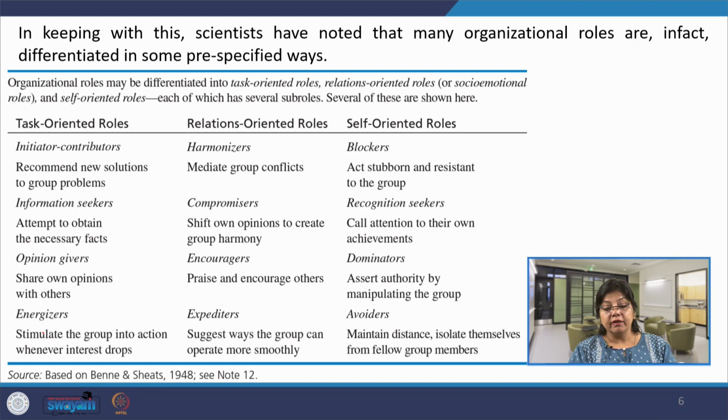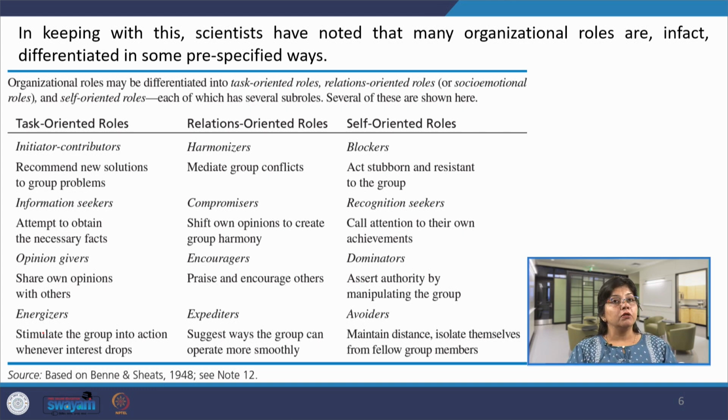The other role can be relationship oriented, where one employee can be perceived as a harmonizer, who can help the group members in resolving conflicts and create more harmony. They shift their own opinions to create group harmony. That means one person can give up his own interest in order to maintain the interest of the other group members. They encourage, and at the same time they suggest ways to help the group work smoothly. So, these are the behavioral functions of employees in any group in terms of role differentiation.